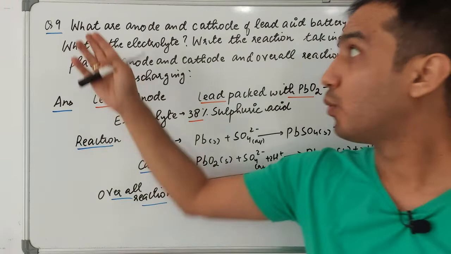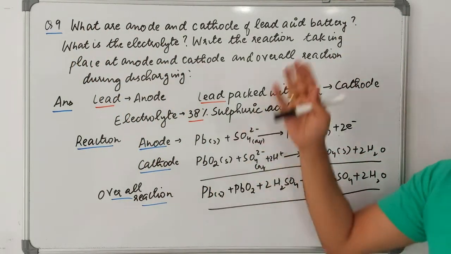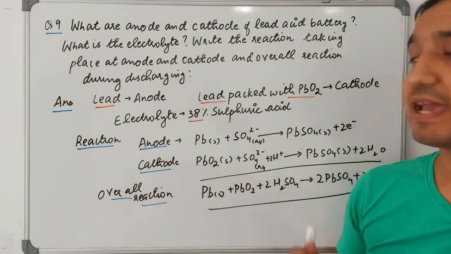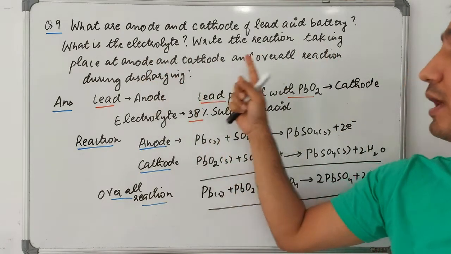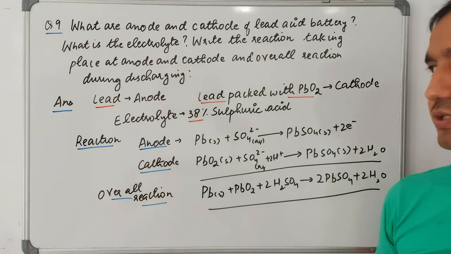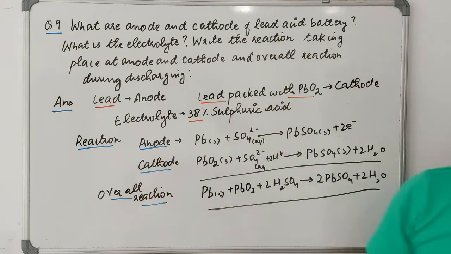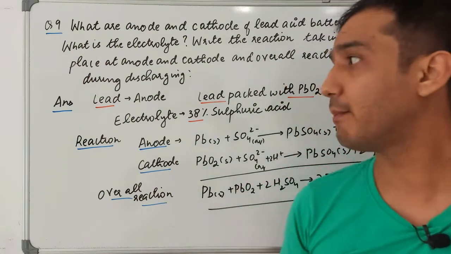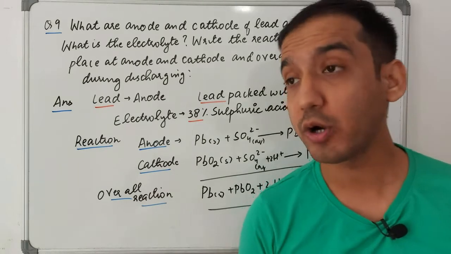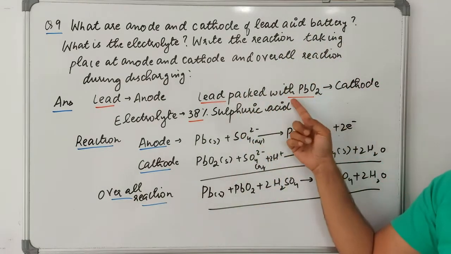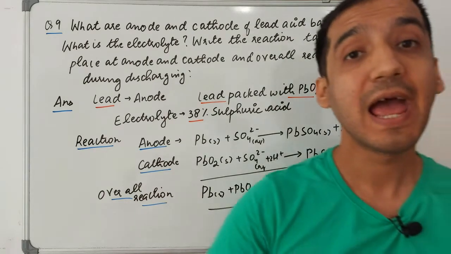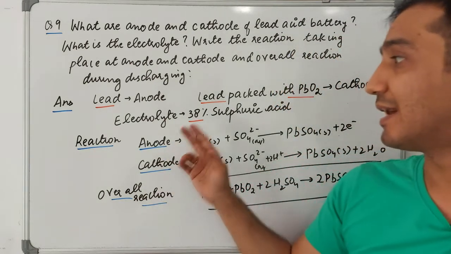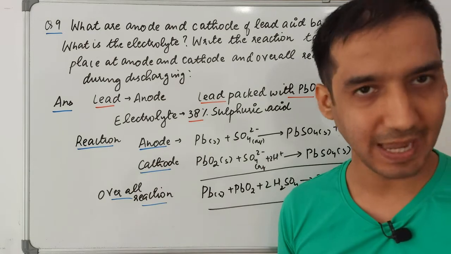Question number 9 is, what are the anode and cathode of a lead acid battery? What is the electrolyte? And write the reactions taking place at the anode, at the cathode and the overall reaction during discharging. So first we talk about the lead acid battery. In a lead acid battery, remember, lead will act as the anode and lead packed with lead oxide, PbO2, forms the cathode, and as electrolyte you will use 38% sulfuric acid.